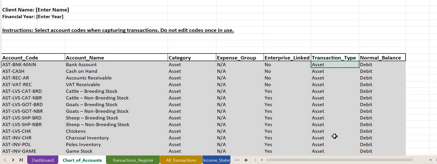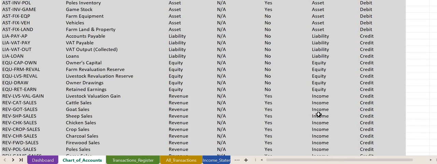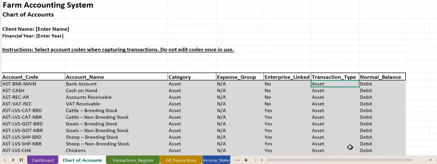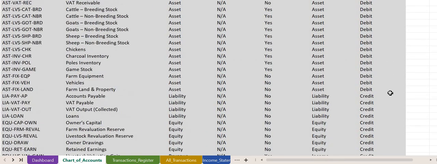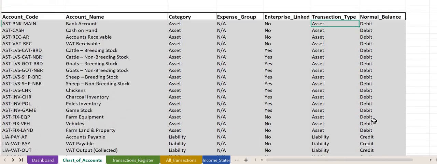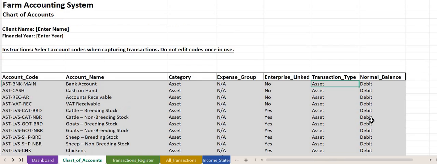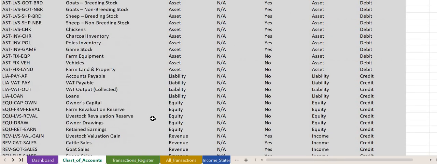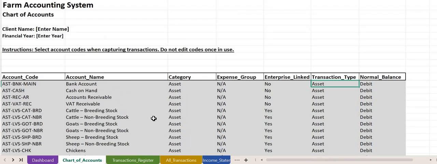Now, the transaction type, whether it's an asset, a liability, or an equity, should also be inserted in there as you add in your new account, and also the normal balance. We know that in accounting terms, it's important to know what to debit and what to credit. So that is the chart of accounts.